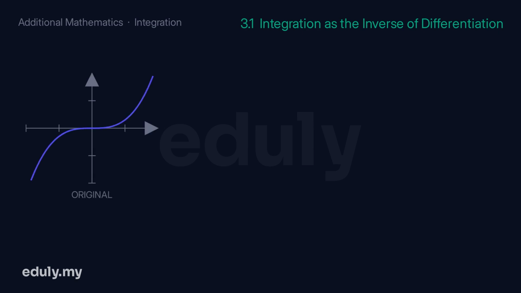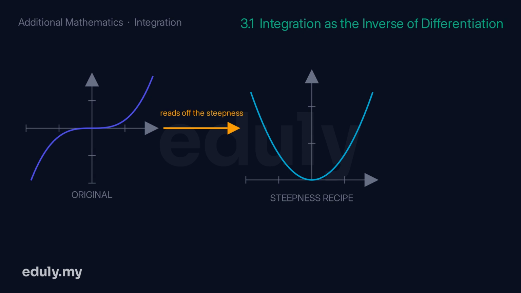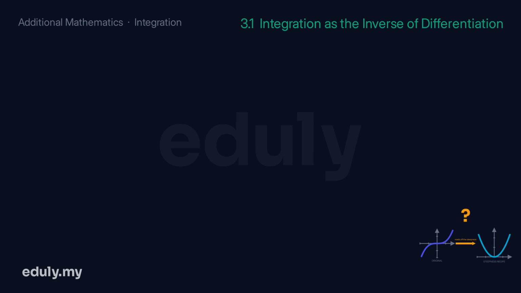You already know how to turn a curve into its steepness recipe. Now flip the question. If I only hand you the recipe with the original curve erased, can you build the curve back? Keep that question parked. We're coming right back to it.